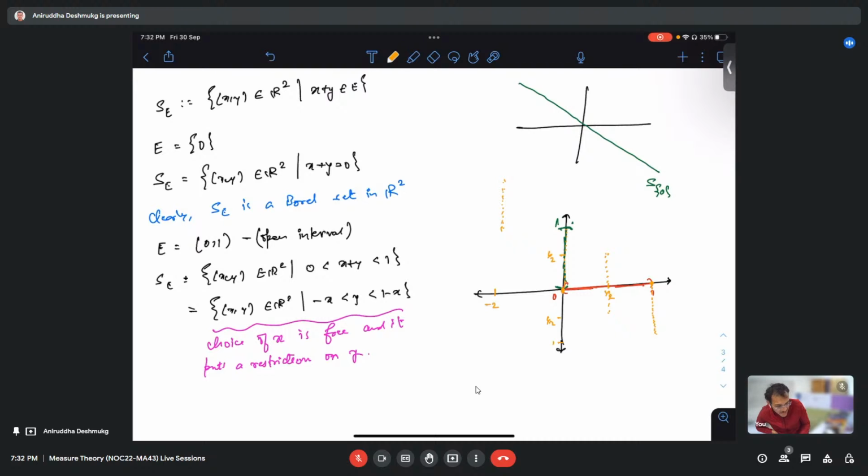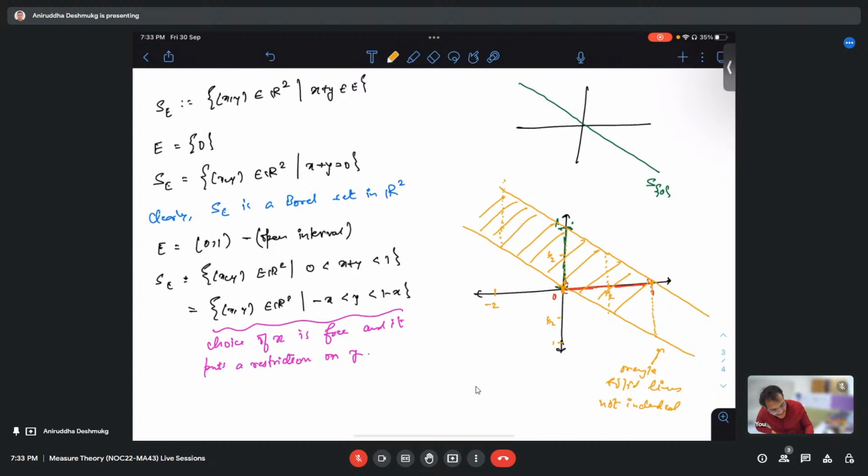So all in all, we get something like this, and so on. And notice that these orange solid lines are not included. Everything inside this is our SC. So this is a strip. This is an infinite strip. In fact, it is an open infinite strip.